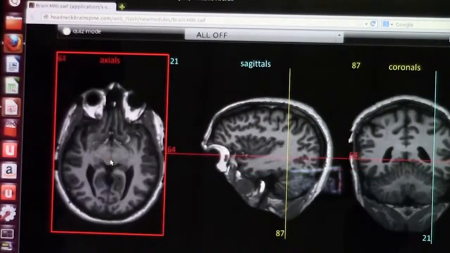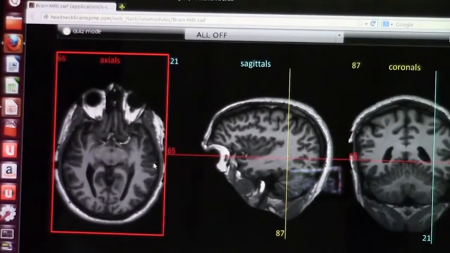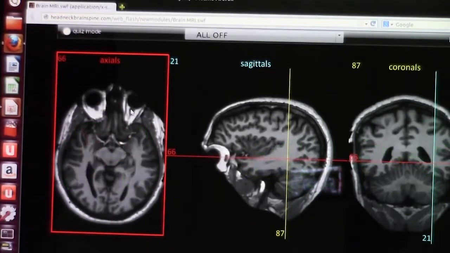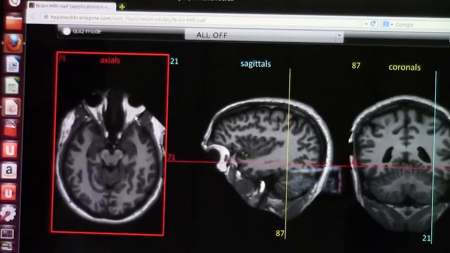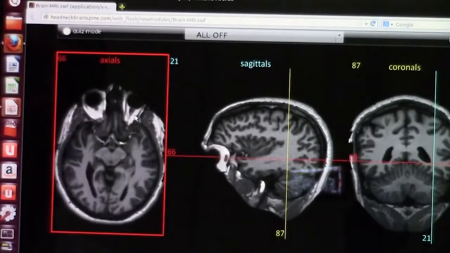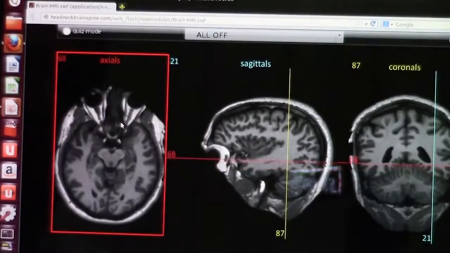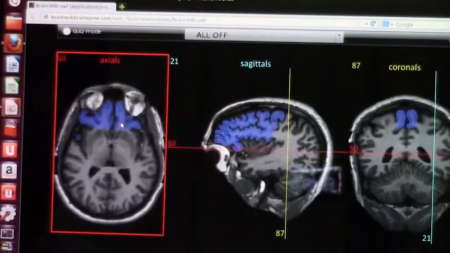And of course, as usual, you are responsible for the whole brain MRI. You need to look at the calvarium. You need to look at the eye if there is any abnormality. And here you see the muscles of the eyes.